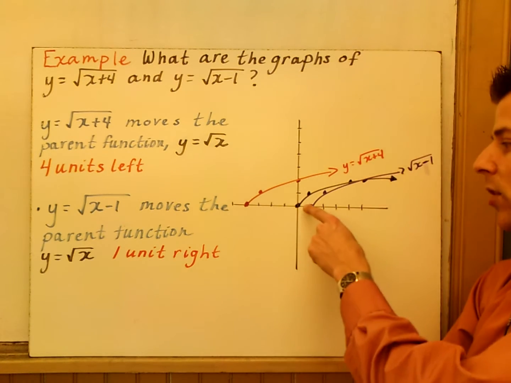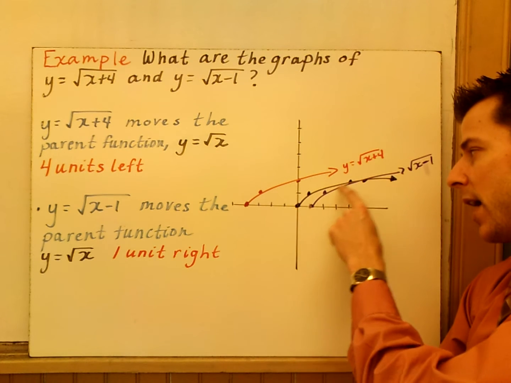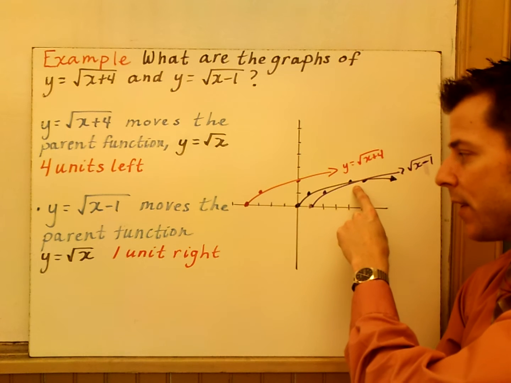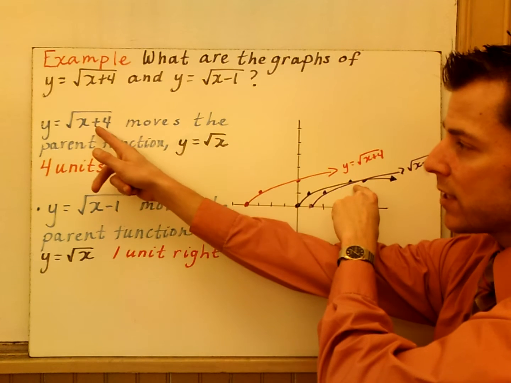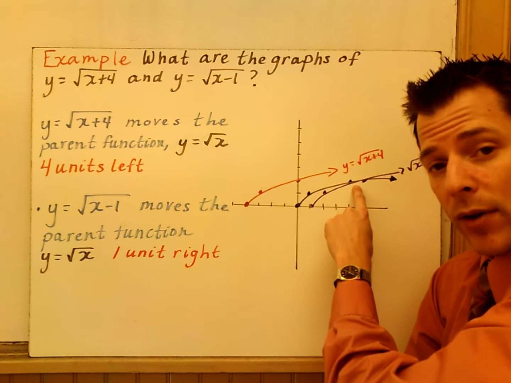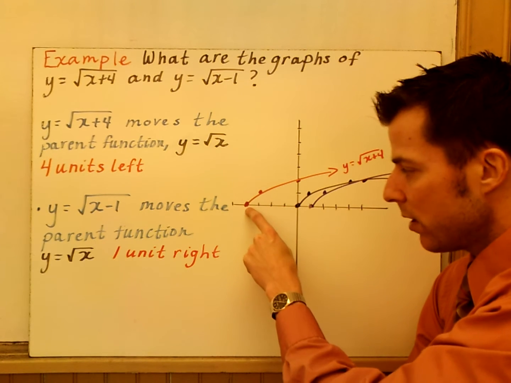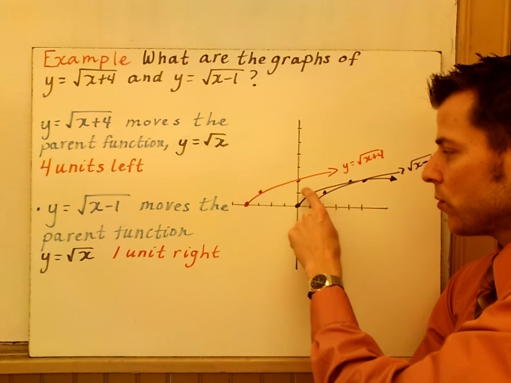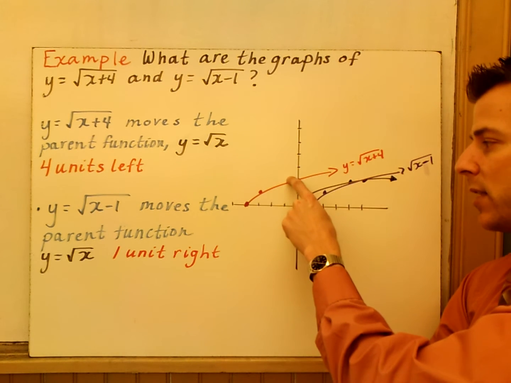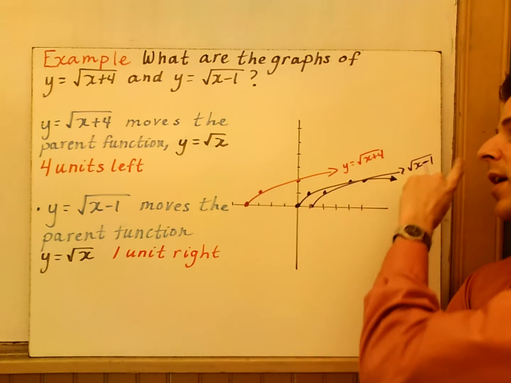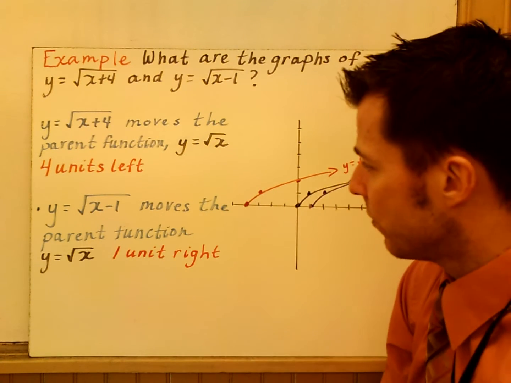So let's look. Black here, I have my parent function. I plug in (0, 0), (1, 1), and (4, 2). Those are some quick values I can get. So to get the function 4 units left, I take each of the parent points and move them 4 left. So here at (0, 0): 1, 2, 3, 4. (1, 1) goes 1, 2, 3, 4, and (4, 2) goes all the way to the y-axis, and there's that red graph. So that is the square root of x plus 4.